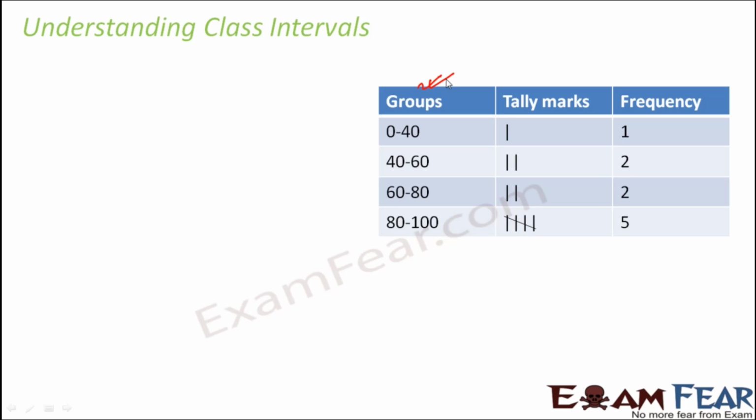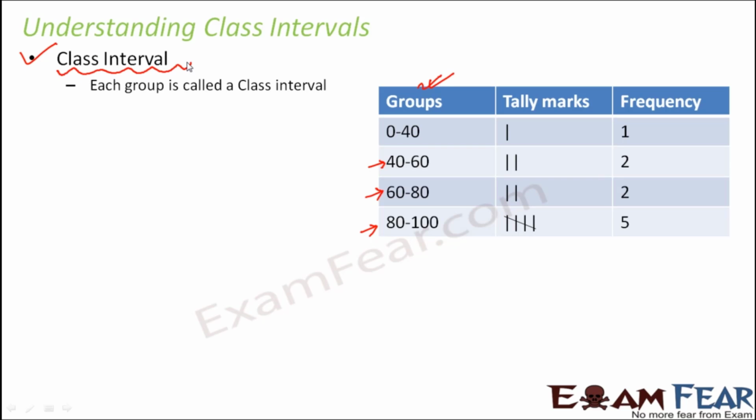Now, when we talk about this grouped frequency distribution table, there are certain terminologies which we very commonly use. The first terminology is a class interval. So what is a class interval? Each group is called a class interval. So basically 40 to 60 is a class interval, 60 to 80 is a class interval, 80 to 100 is a class interval. So that's the term that is being used. So we do not call it group. Now obviously these are all groups, but terminology wise we give it a term called class interval.